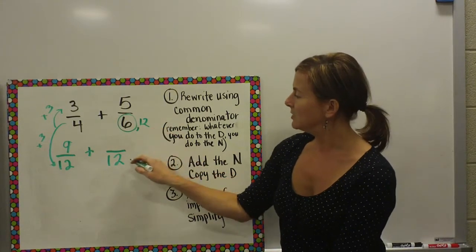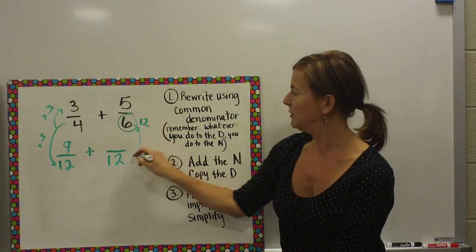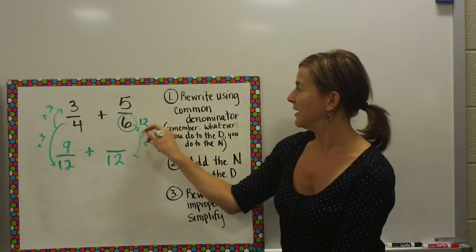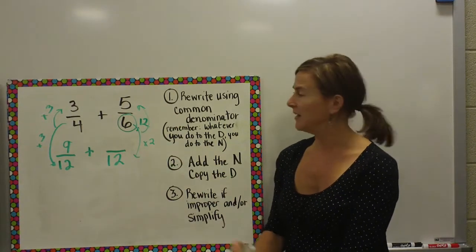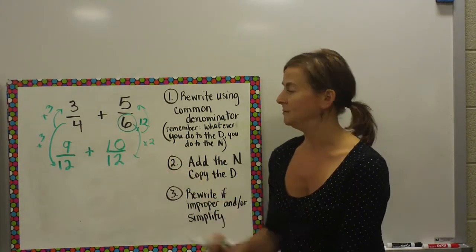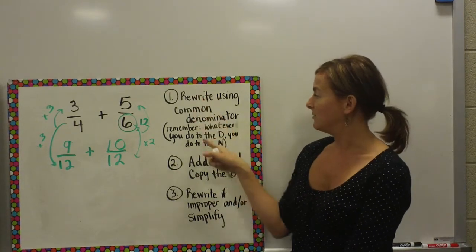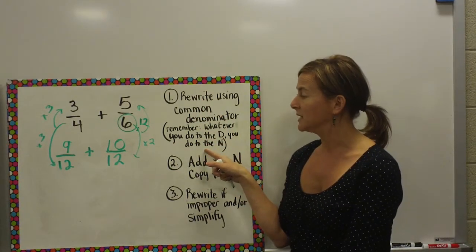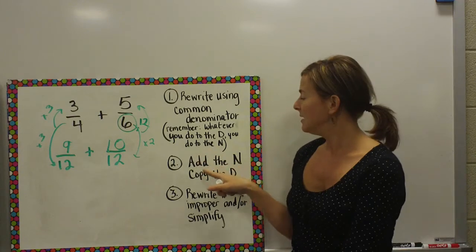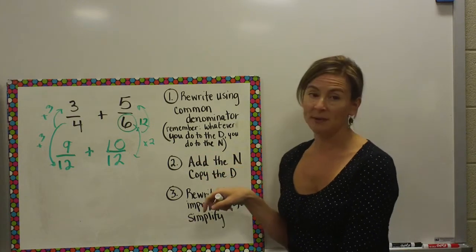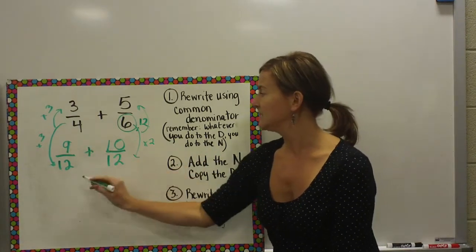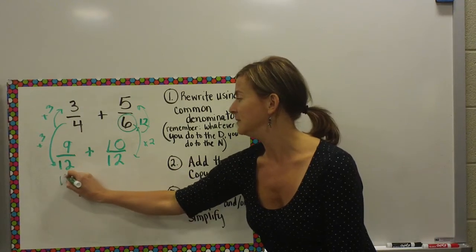Now, to get from 6 to 12, we multiply by 2. So that's what I have to do to my numerator. 5 times 2 is 10. So I have now completed step 1, rewriting using common denominators. Next, I add the numerators and copy the denominator. 9 plus 10 is 19.